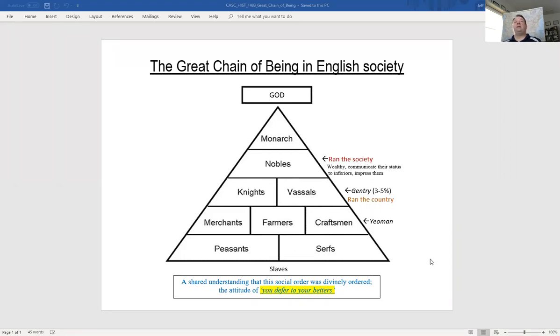And so the Great Chain of Being was a shared understanding that this was the social order that was ordained by God. And so the people adopted an attitude of, you defer to your betters. If you're a yeoman farmer, you defer to a noble. There's no mobility in this where you move up, and of course you're not going to move down, but you're not going to move up. And so this was the social order entrenched in England when they started coming over to the New World.